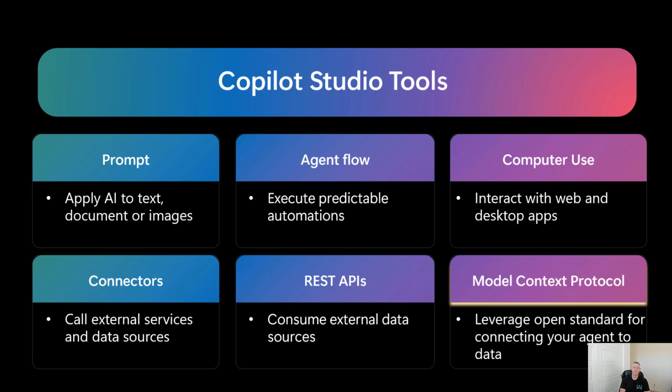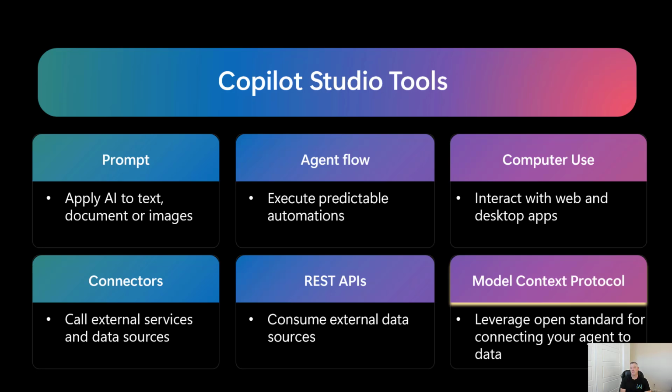in order to accomplish a specific goal or task. We've got connectors. A lot of those same 1,400 connectors are available to us inside of Copilot Studio. We do have REST APIs, which could be custom connectors or just REST APIs we want to call. And then we've got the Model Context Protocol, which obviously leverages the open standard for connecting your agent to data itself.